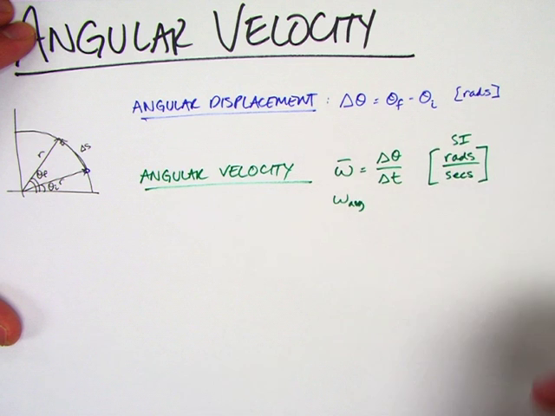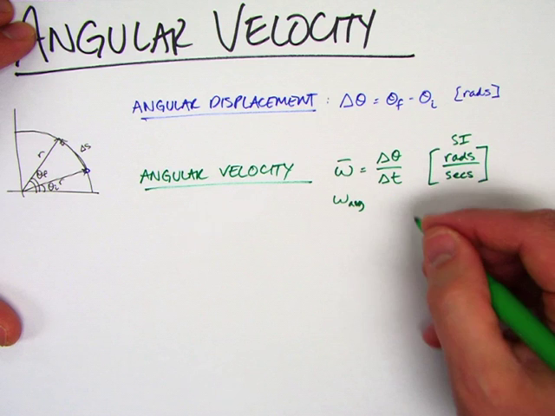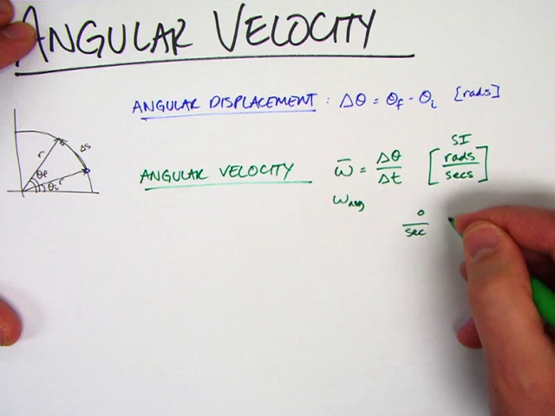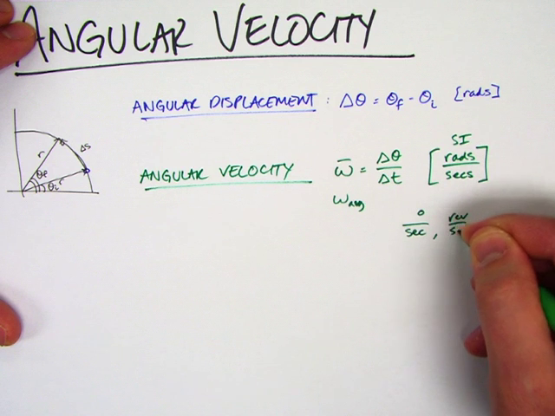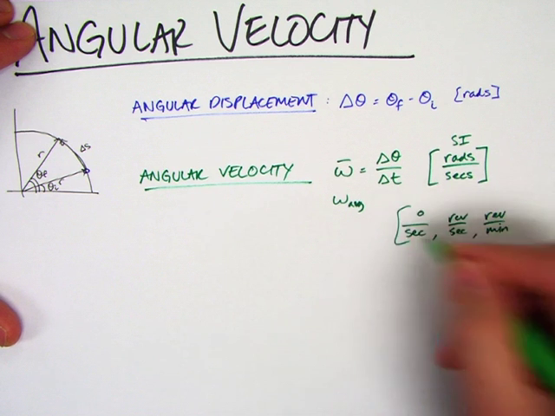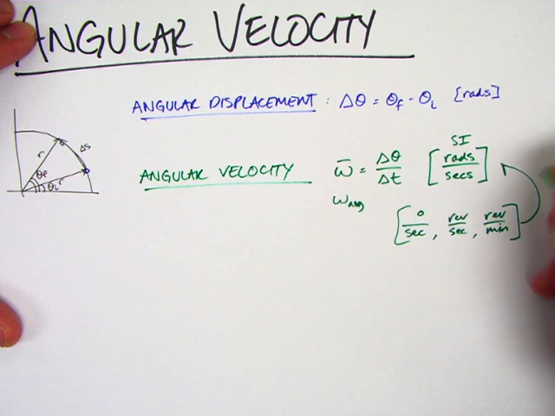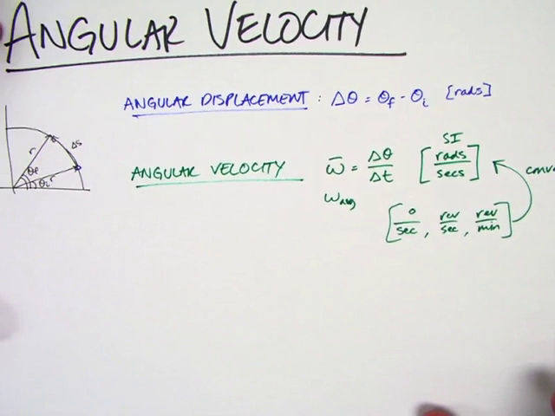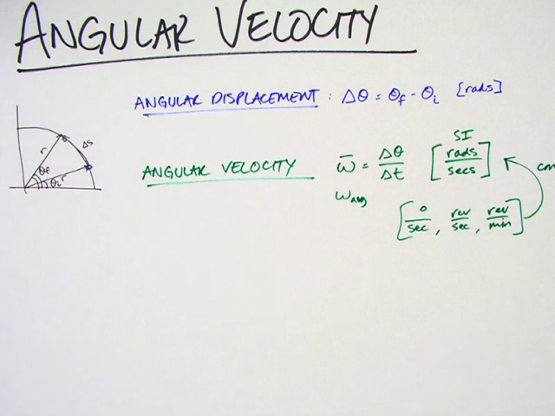Now you often will see angular velocity given in terms of degrees per second, revolutions per second, sometimes revolutions per minute. So these are all different units that when we're solving problems, we want to convert back to our standard units, which is the radian per second. So that's angular velocity. Now how does this relate to the speed at which the object's traveling, the tangential speed or the linear speed of that rotating object?